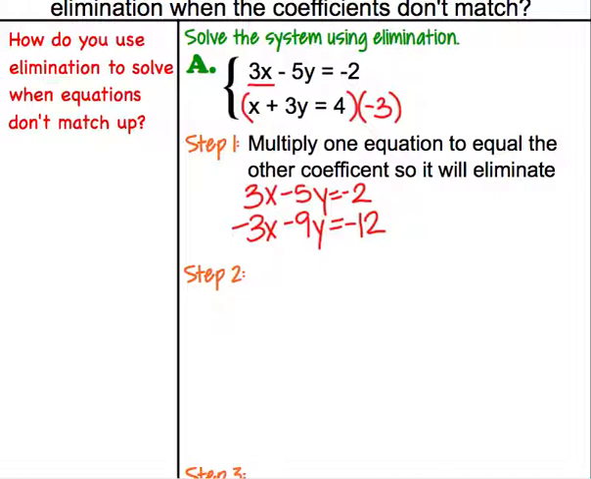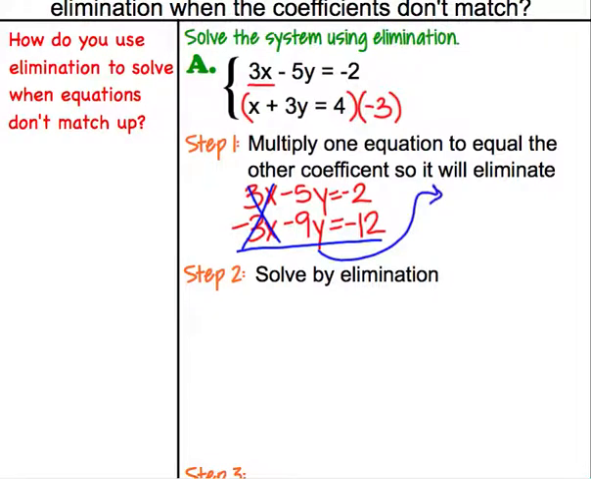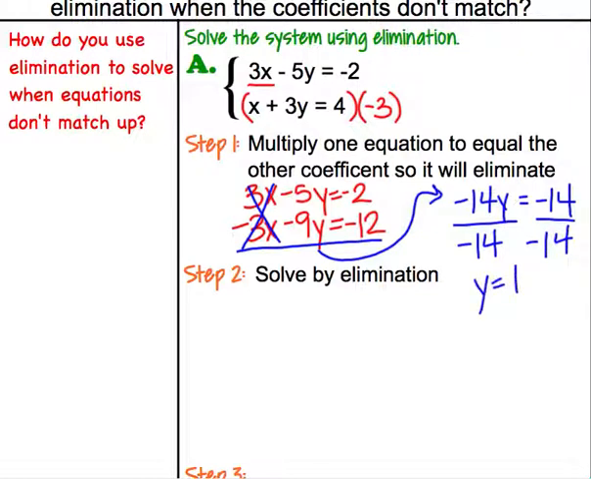So then, when I follow my instructions to solve by elimination, and I add these two together, the x terms cancel, which leaves me with -14y, because -5 plus -9 is -14, and -2 plus -12 is -14. Go ahead and divide by -14 on both sides, which gives me y is equal to +1.